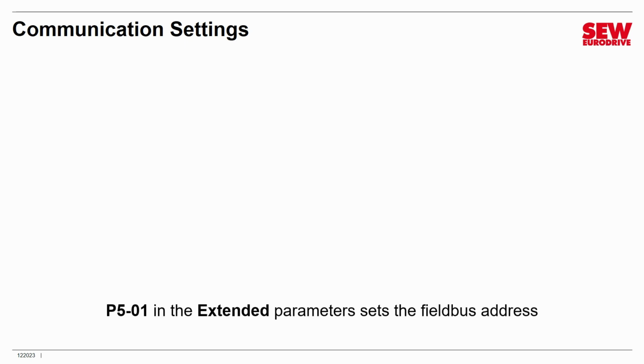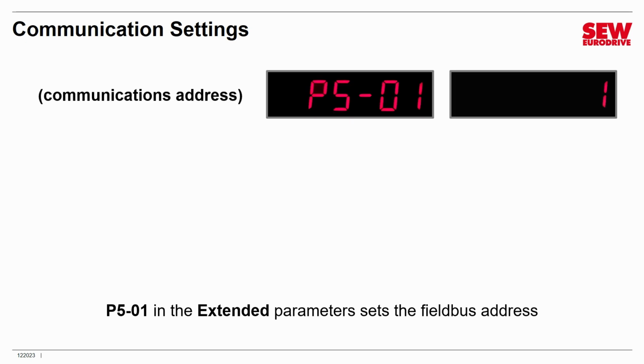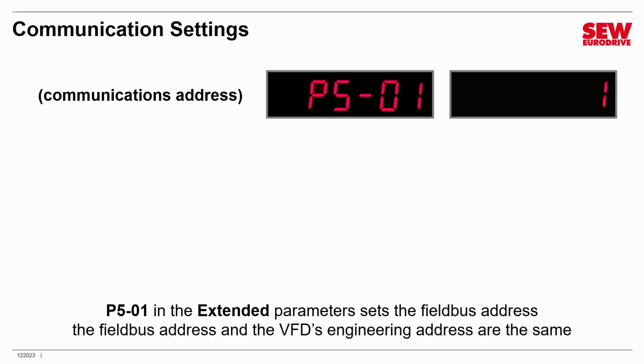Then you need to set some communication settings. You go to parameter 5-01 in the extended parameters, and you need to set the Fieldbus address. The address uniquely identifies each VFD on the Fieldbus. The communications address is set in parameter 5-01. This may seem familiar to you because this is also the engineering address. You may remember setting that back in one of the early sessions when we talked about getting connected to LT Shell. The engineering address and the communications address is the same.